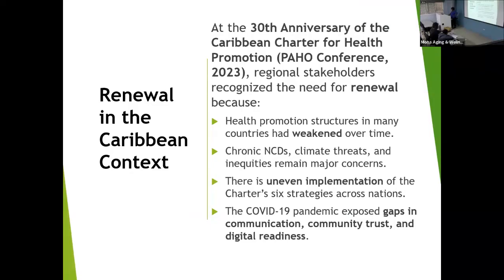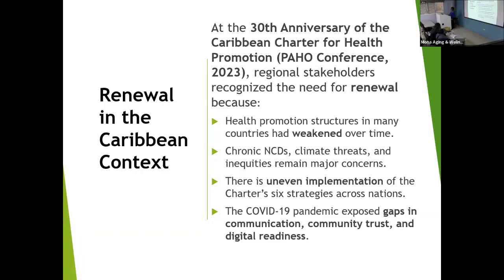And so we have to look at the renewal within the Caribbean context, and the fact that at the 30th anniversary of the Caribbean Charter for Health Promotion, at the PAHO conference in 2023, regional stakeholders recognized the need for renewal. Health promotion structures in many countries have weakened over time, and that was some of the issues they were looking at. Non-communicable diseases, climate threats, and inequities remain a major concern for the Caribbean, and there's uneven implementation of the Charter's 6 strategies across the nation.